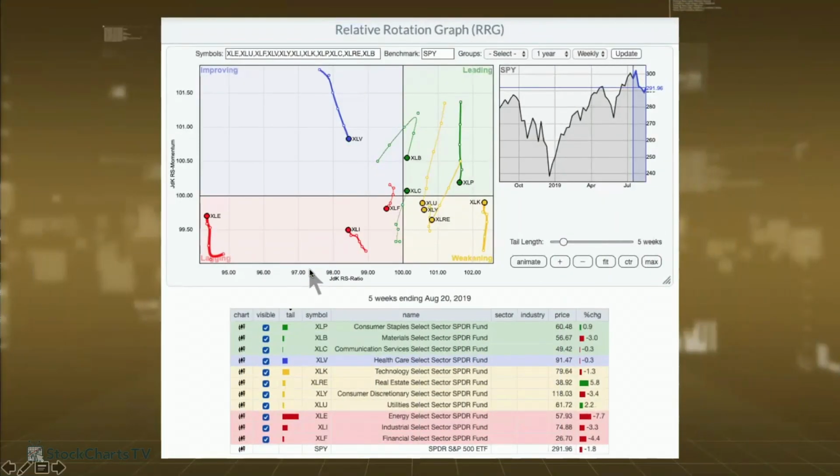All right, relative rotation graphs as well. And Julius de Kempenaer, who is the founder and creator of RRGs, we are the fortunate home to them on StockCharts.com. But what he does is, using the benchmark of the SPY, you can get these. Hold on just a second.